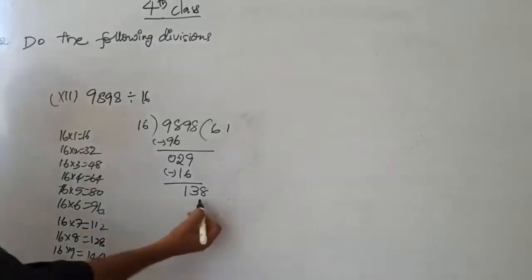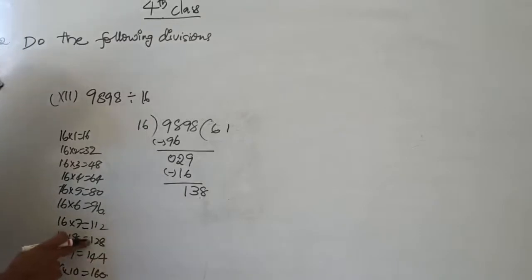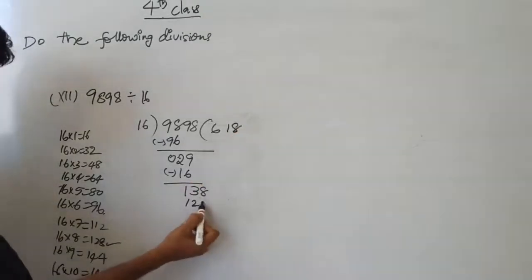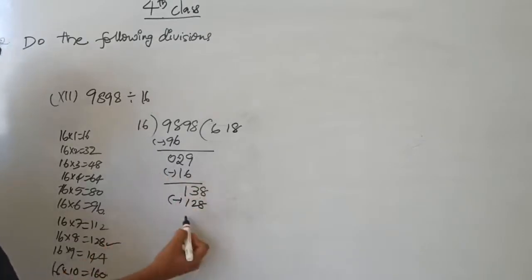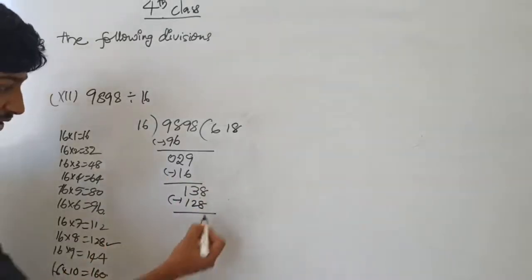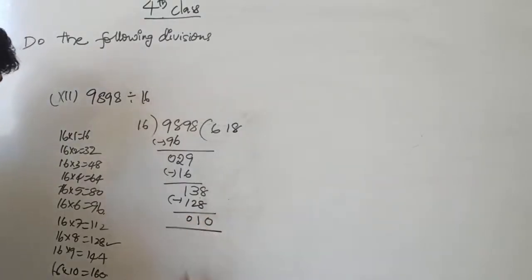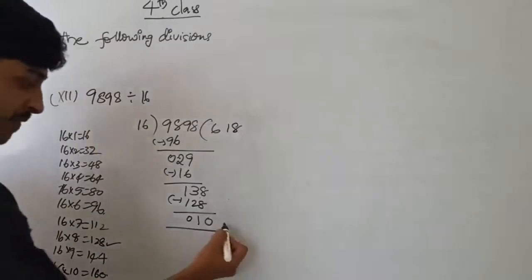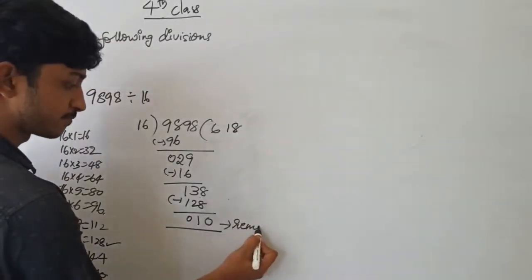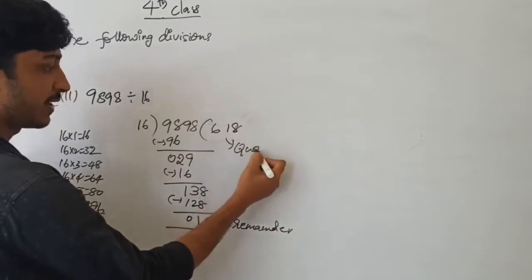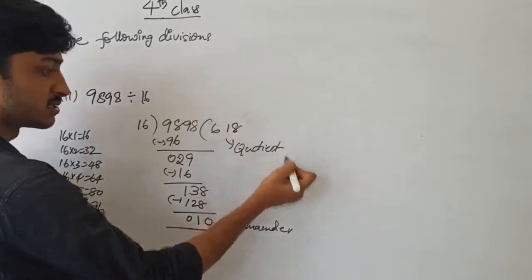Okay. See here, 138. Here 138 is in between 128 and 144. So we have to take this value. So it is 8 times. 8 into 16 is 128. So subtraction here: 8 minus 8 is 0, 3 minus 2 is 1, and 1 minus 1 is 0. So the remainder is 10. And the quotient is 618.